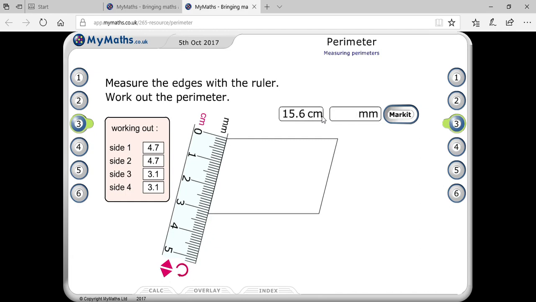1 centimeter equals 10 millimeters. So then it will be 156. Millimeter is just like centimeter, but you just have to remove the dot. It's a trick, but the fundamental fact is 1 centimeter equals 10 millimeters. That means you have to multiply your centimeters by 10 to convert to millimeters.